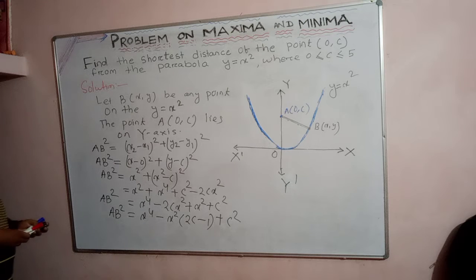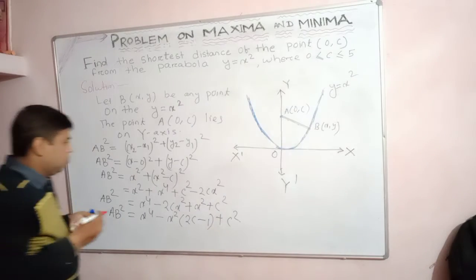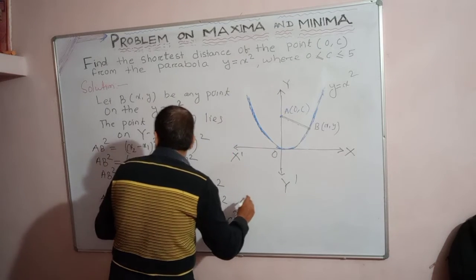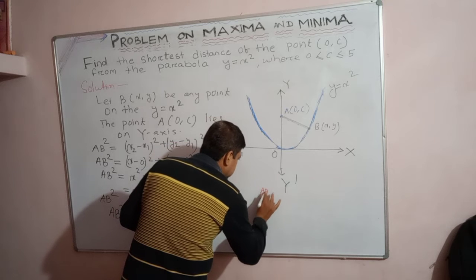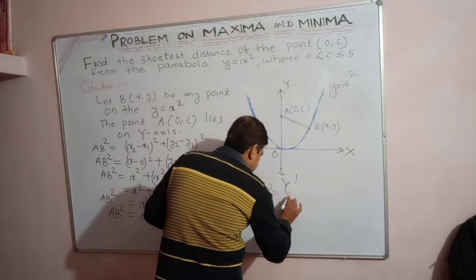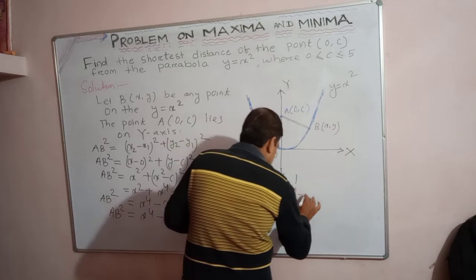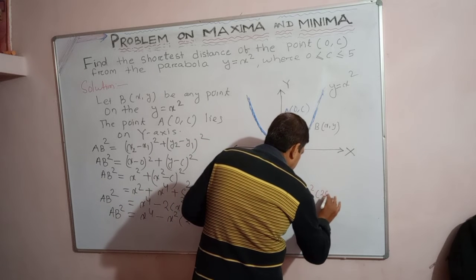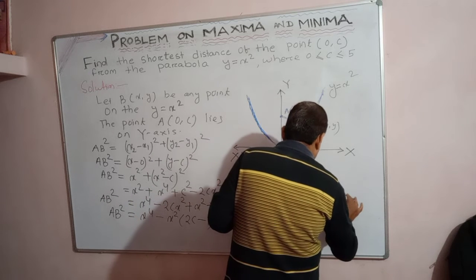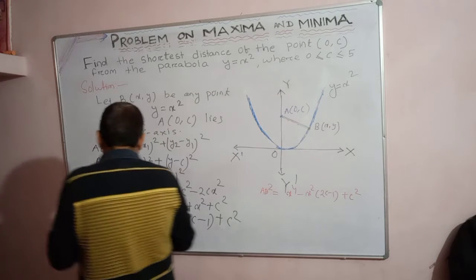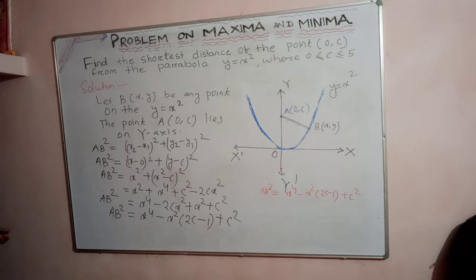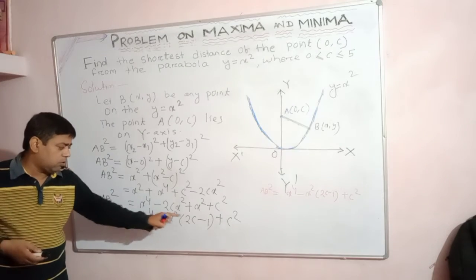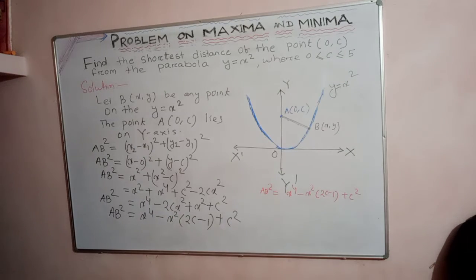We have to find the shortest distance, so here the distance is the function. Here AB square, let us note down, is equal to x to the power 4 minus x square (2c minus 1) plus c square. Right? So let AB square be equal to x to the power 4 minus x square (2c minus 1) plus c square. It's clear? Note it down. Okay, let's proceed.